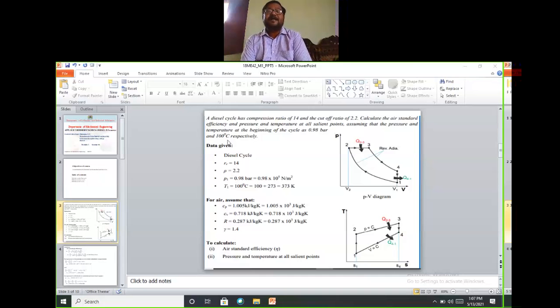Right? 100 degrees Celsius is the initial temperature, at the starting of the cycle. Here you converted the pressure from bars, but in the temperature, 100 degrees Celsius is given. That 100 degrees you must convert to the Kelvin scale.